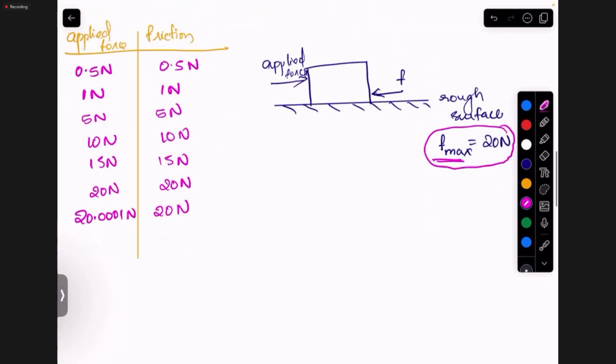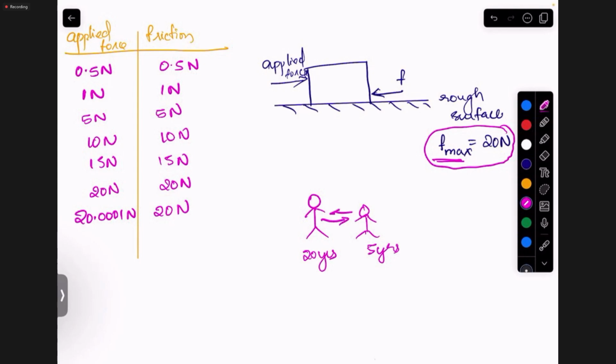Because the surface can only provide a maximum value of 20 Newton as the frictional force, it can oppose only that much. It's like you have a sister, she's very young, 5 years old, and I am 20 years old. So what will happen? I will push this person.